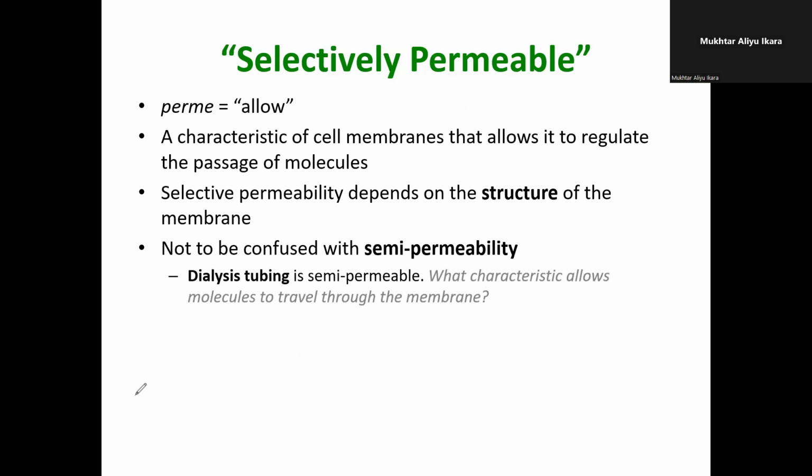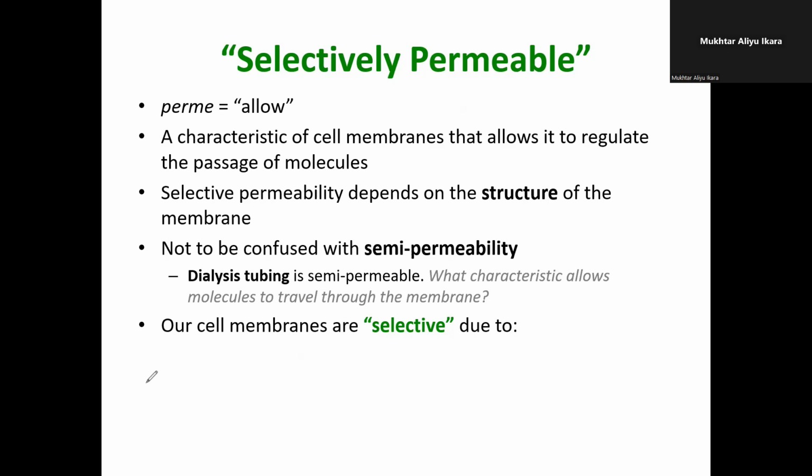So what characteristics allow molecules to travel through the cell membrane? Our cell membranes are selective due to the presence of two major biomolecules on the cell membrane. When we say it's selective, it means that it allows certain molecules to get into the cell and also allows some molecules to exit the cell. So that is the selective permeability nature of the cell membrane.